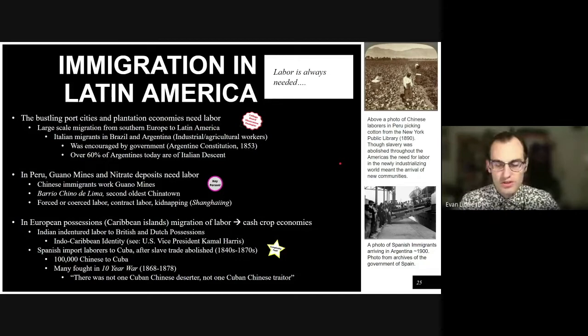Because remember that in China at this time, there was a great deal of instability in the form of the Taiping Rebellion, the Opium Wars, ecological stress and famine.